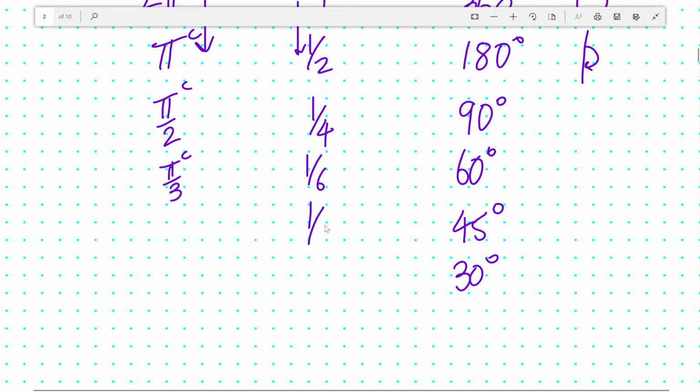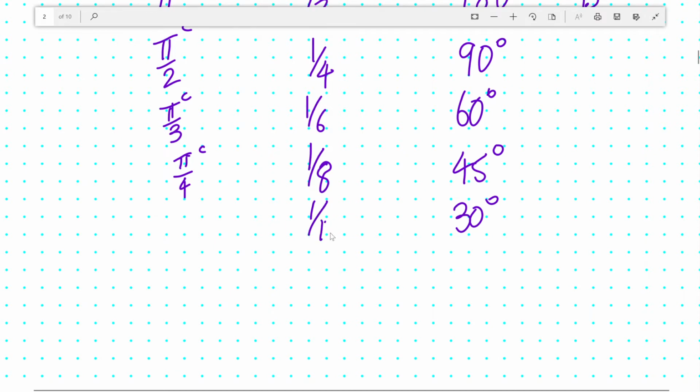Similarly for 45, which is an eighth of a circle, it's an eighth of the full circumference, or pi over 4 times the radius, and so an eighth of a circle is pi over 4 radians. And similarly for 30, it's a twelfth of a circle, and so it's pi over 6 radians.